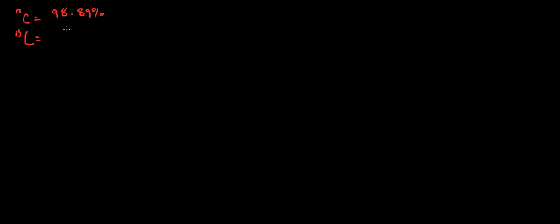And the other commonly occurring carbon is carbon-13, and that is 1.11% of the total carbon. There are other isotopes of carbon like carbon-14, but that is a radioactive isotope, and while it does occur naturally, it does not exist in any significant quantities because it's radioactive, it's unstable, and it decays.